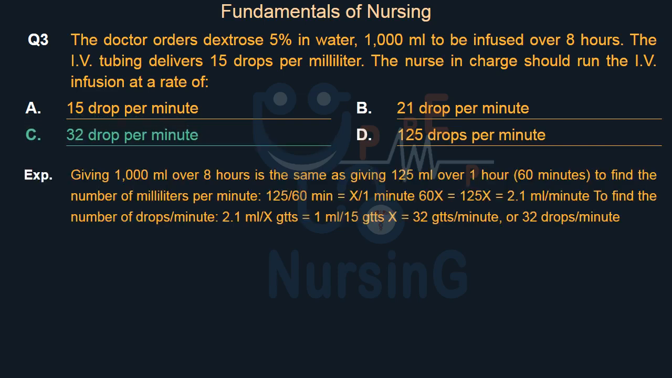32 drops per minute. Giving 1000 milliliters over 8 hours is the same as giving 125 milliliters over 1 hour, 60 minutes. To find the number of milliliters per minute, 125/60 minutes equals x/1 minute; 60x equals 125; x equals 2.1 milliliters/minute. To find the number of drops/minute, 2.1 milliliters/x gtts equals 1 milliliter/15 gtts; x equals 32 gtts/minute, or 32 drops/minute.